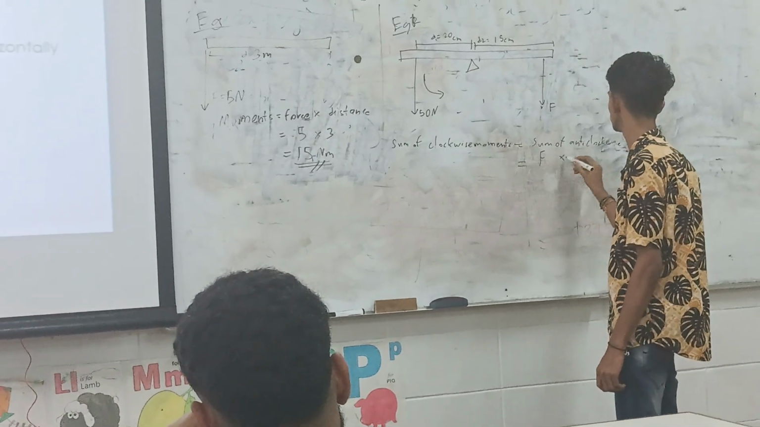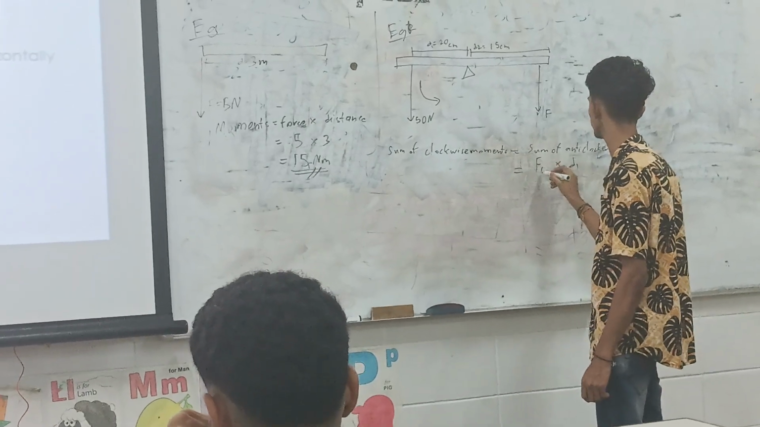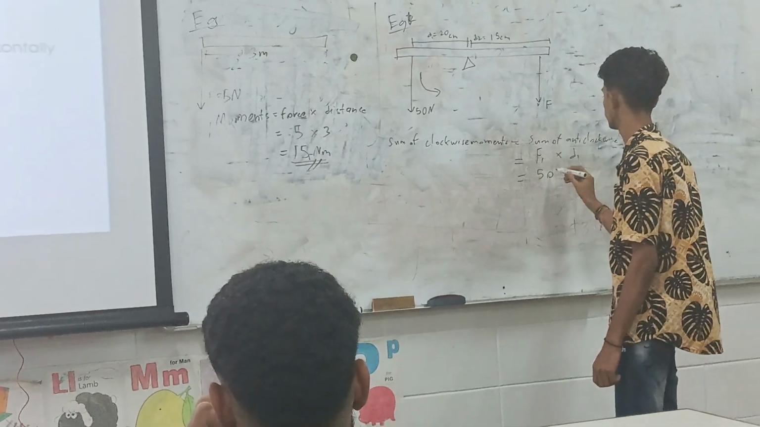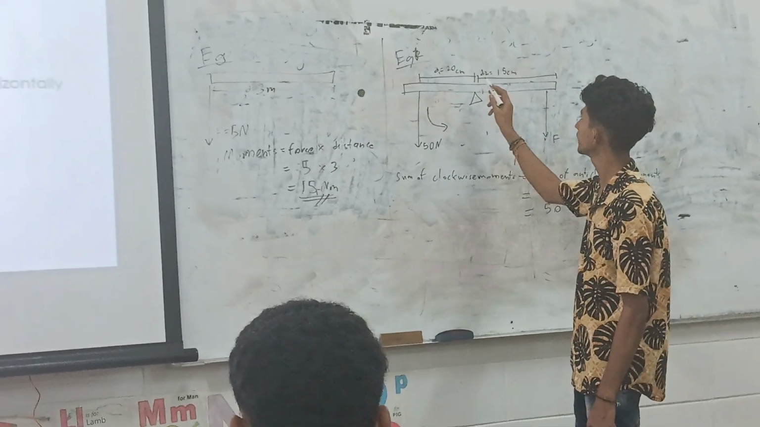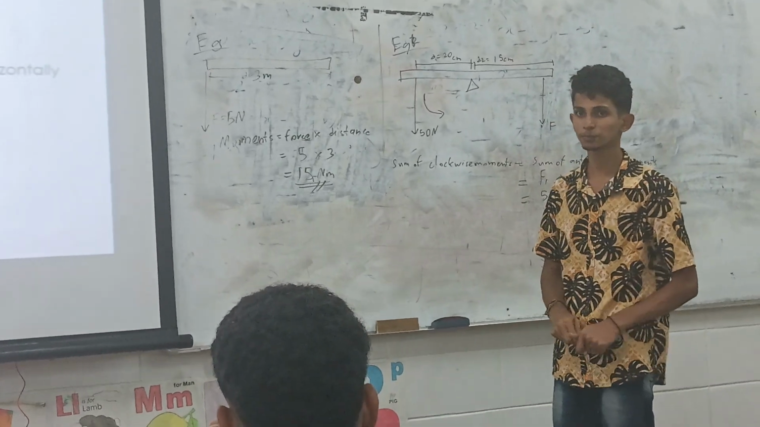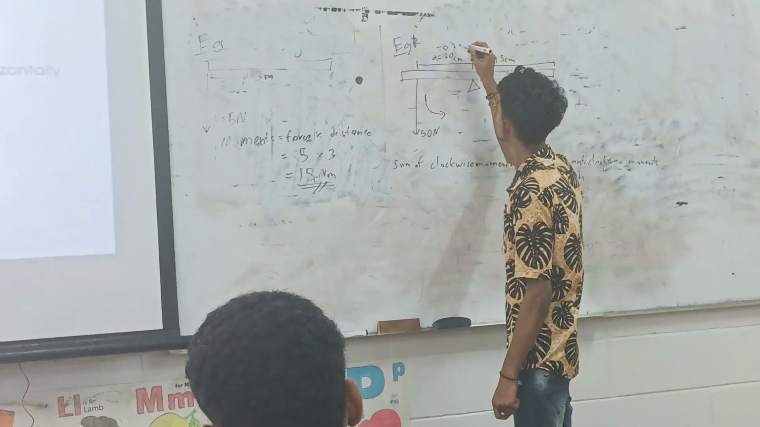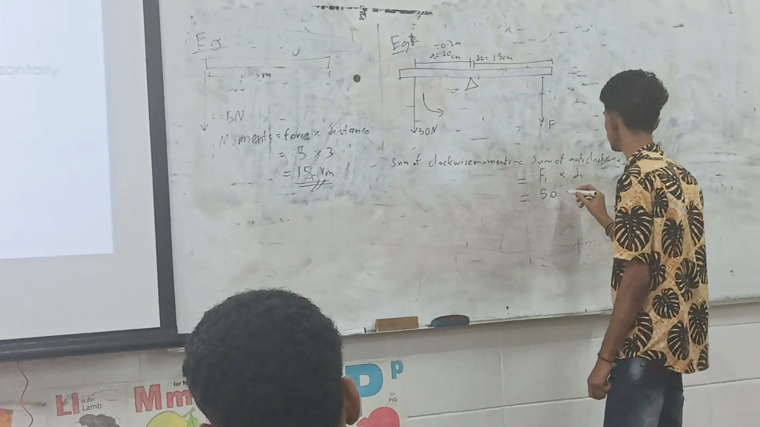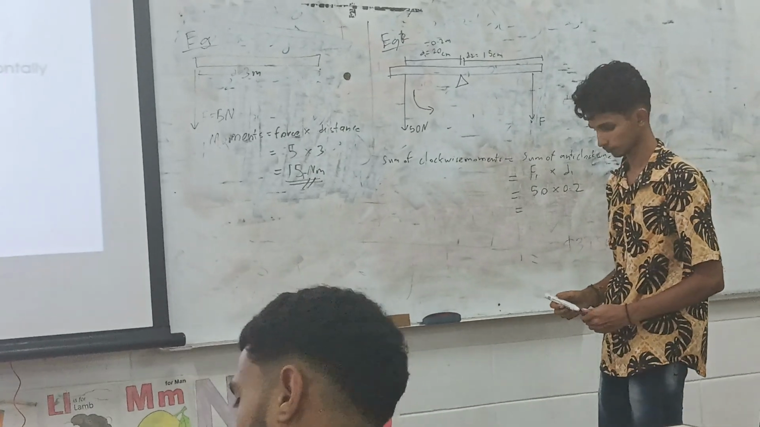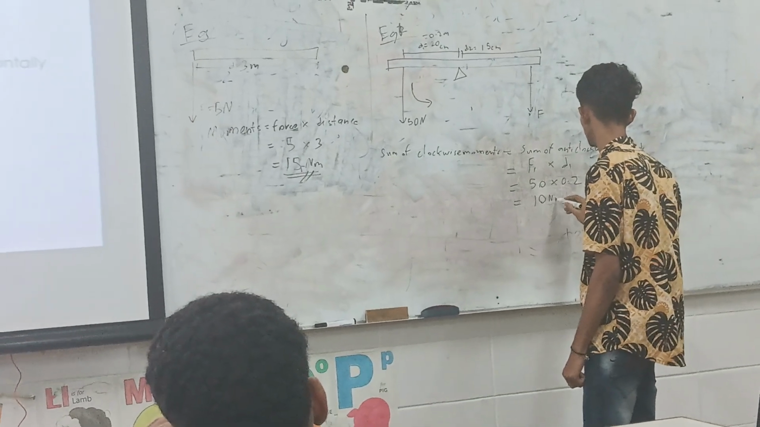F times D. We'll name this, this is D1 and this is F1. So F1 here is 50 Newton and our distance here is 20 centimeters. But at the beginning I told you that it should be in meters. Yes. So this is equal to 0.2 meters. So 50 times 0.2, what's the answer? It's 10. Okay, 10 Newton meters.